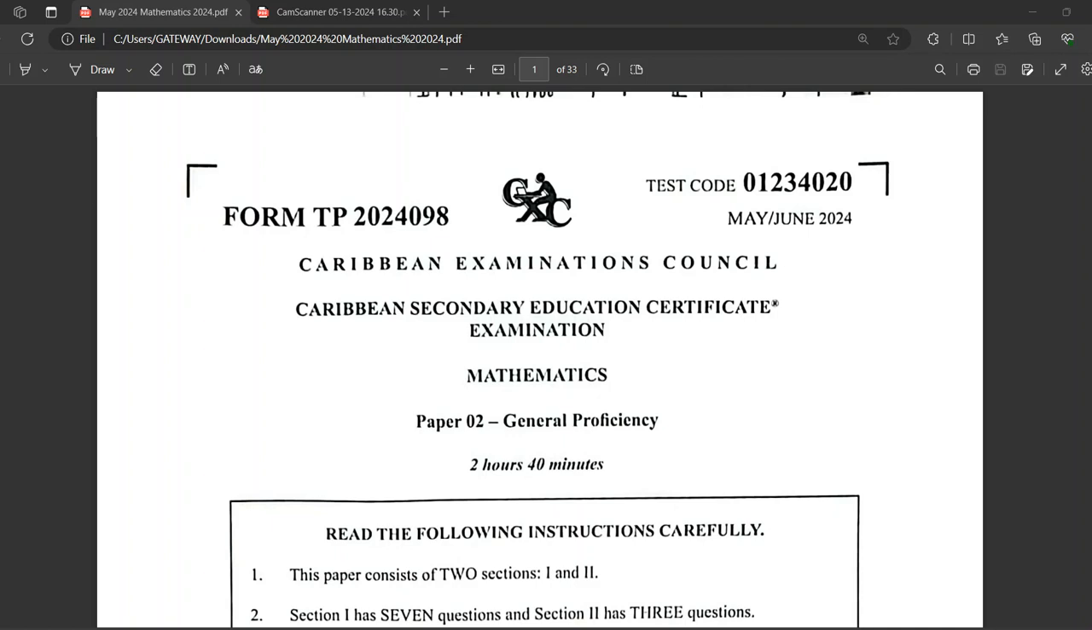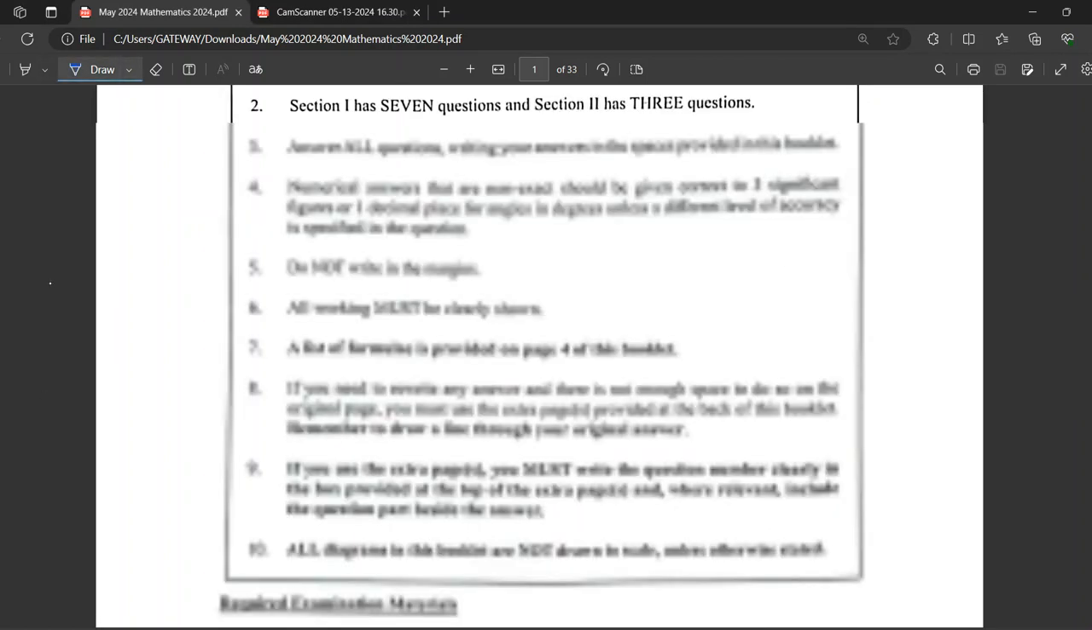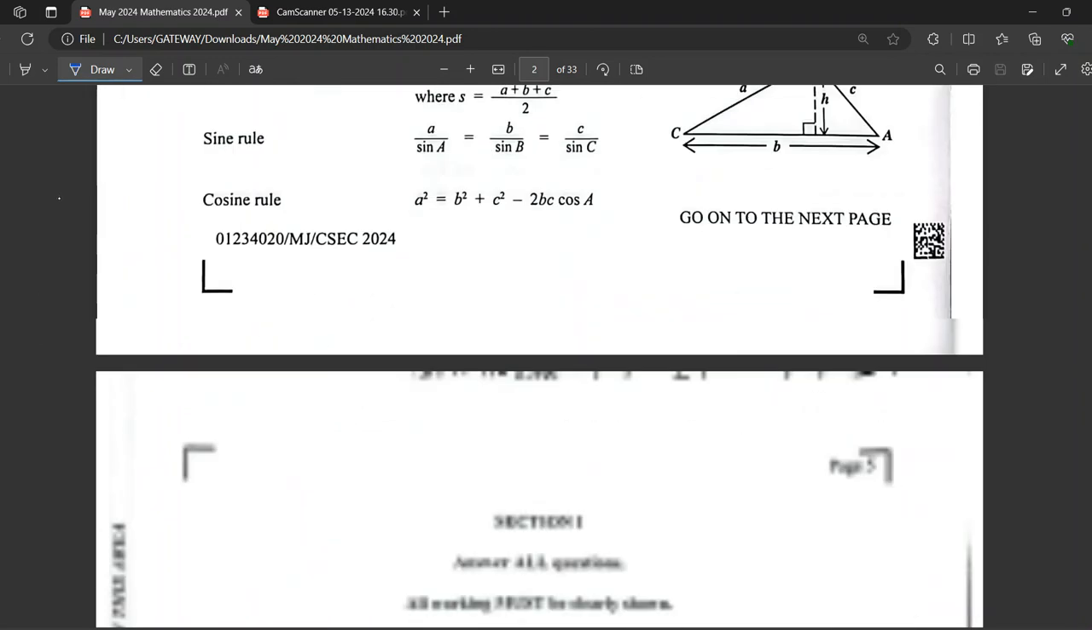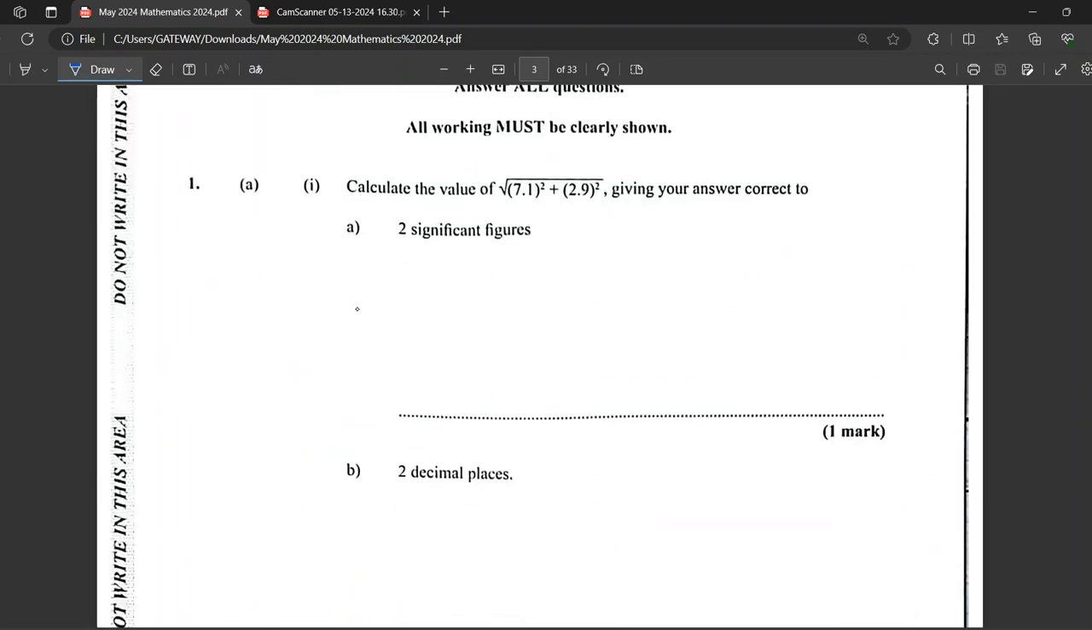Okay, so the 2024 paper 2, question 1. They said to calculate the value of the square root of, in brackets, 7.1 squared plus 2.9 squared. Right, the square root of that, inside the square root symbol. Give your answer correct to two significant figures.